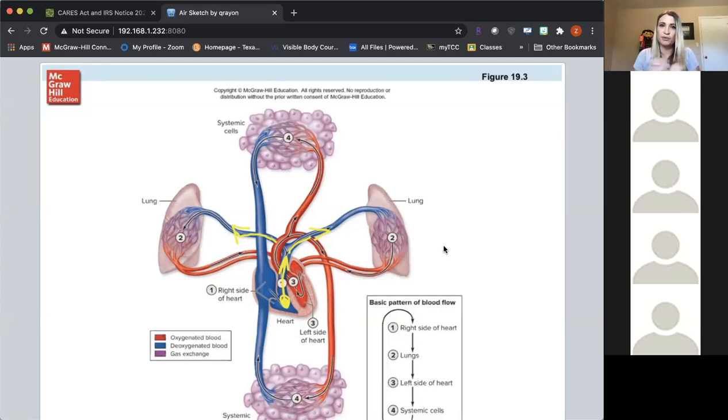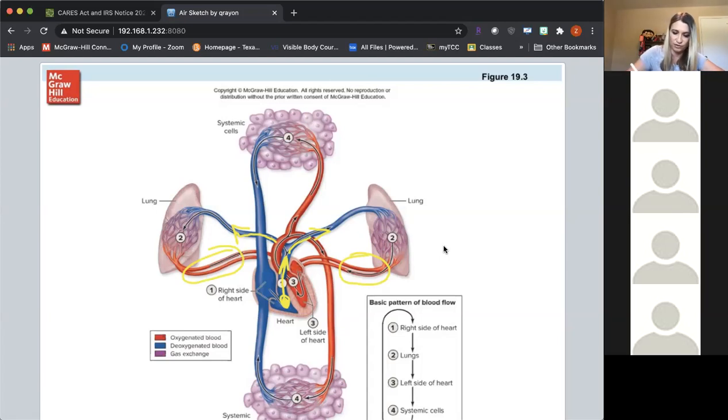So after the blood gets oxygenated, it is then collected by pulmonary veins. And pulmonary veins are these veins right here. Notice that they are red. Again, in pulmonary circulation, arteries and veins are flipped. Arteries are blue, veins are red. And so these pulmonary veins, there are two on each side, are going to lead oxygenated blood into the left atrium.